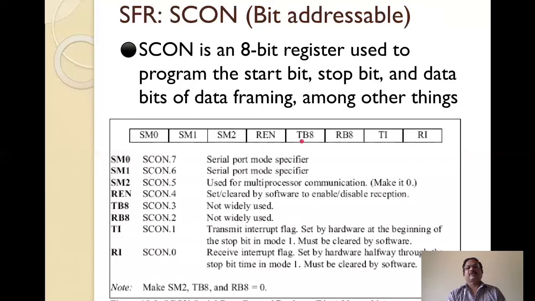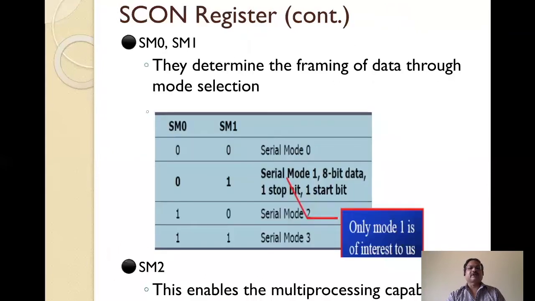Then TB8, the 9th bit during transmission will go here, and the 9th programmable bit during reception will be received over RB8 at this bit position in the SCON, right? We can use that bit as a parity bit in mode 2 and 3. Then TI and RI are the transmit interrupt and receive interrupt bits. We'll discuss those in more detail later on. So that is the 8-bit format of the SCON register. Here, the explanation about the bits is given. What we are interested in is SM0 and SM1 setting 0, 1.